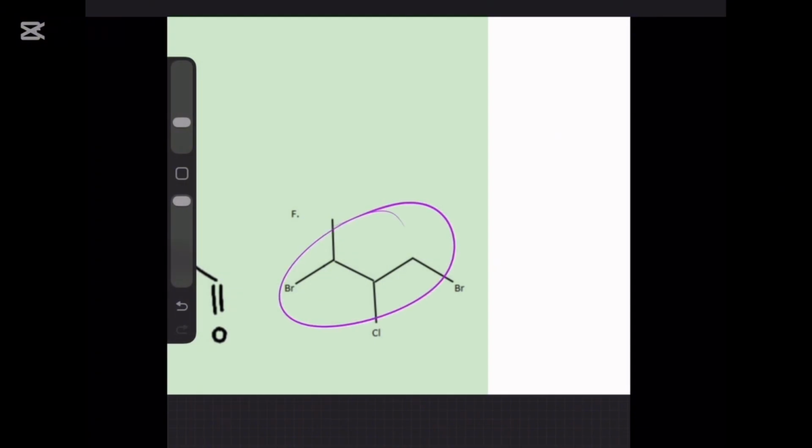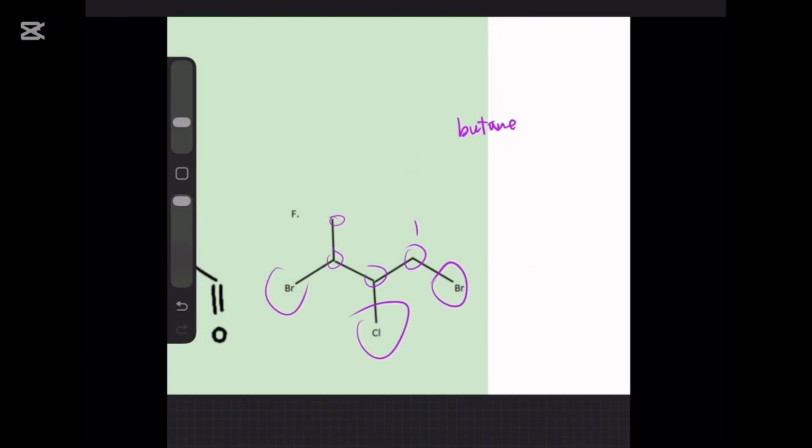The functional group is called halogen because we have bromine and chlorine. They're all from the halogens. The molecule belongs to the family of haloalkane. So we name it by finding the longest carbon chain. There are 4, so we write butane. And number it to give the substituents the lowest possible numbers. So you start from the right. This is 1, this is 4.